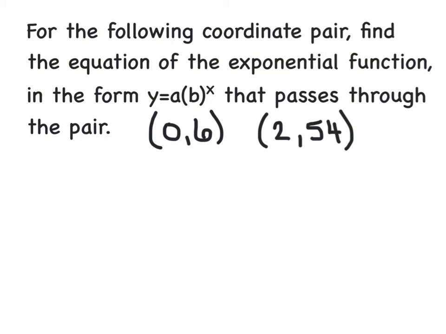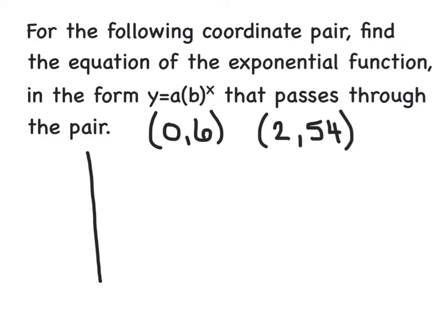So without further ado, we're going to jump right into our first live example. It says, for the following coordinate pairs, (0, 6) and (2, 54), find the equation of an exponential function in this form that passes through these pair of points. So here's what we know for sure right now.